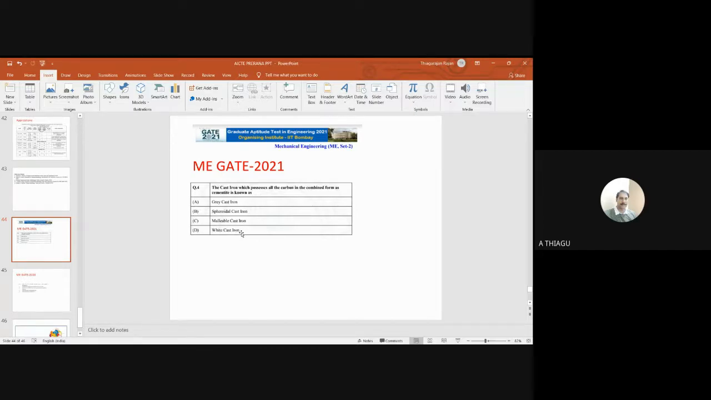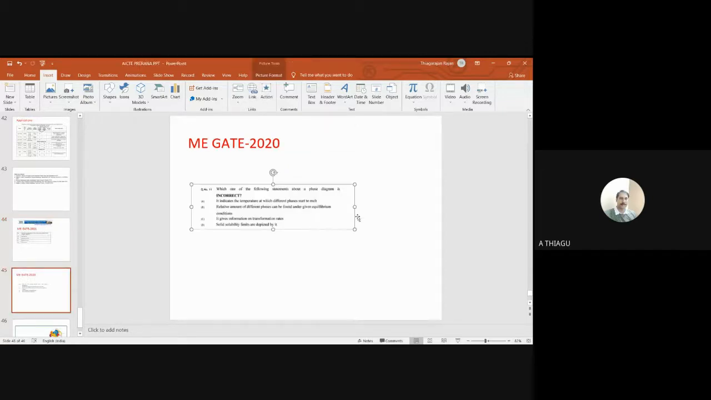Okay. So second question. So can you find the question? GATE 2020. It is a framed question on the phase diagram. Anyway, I'll make it full screen. Which one of the following statements about a phase diagram is incorrect?